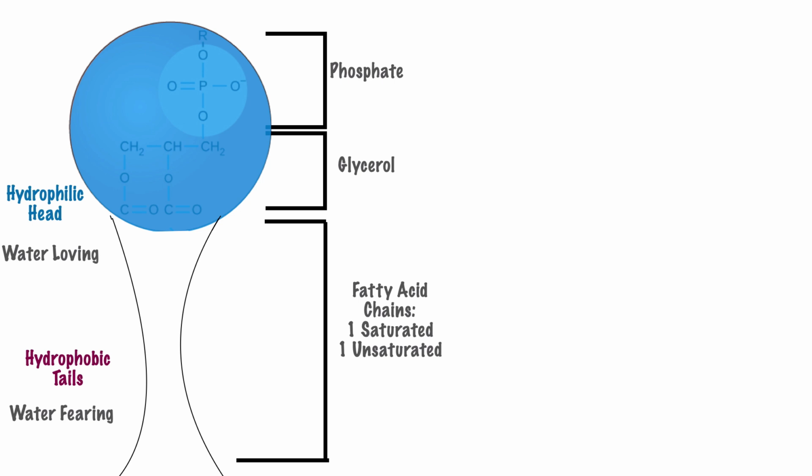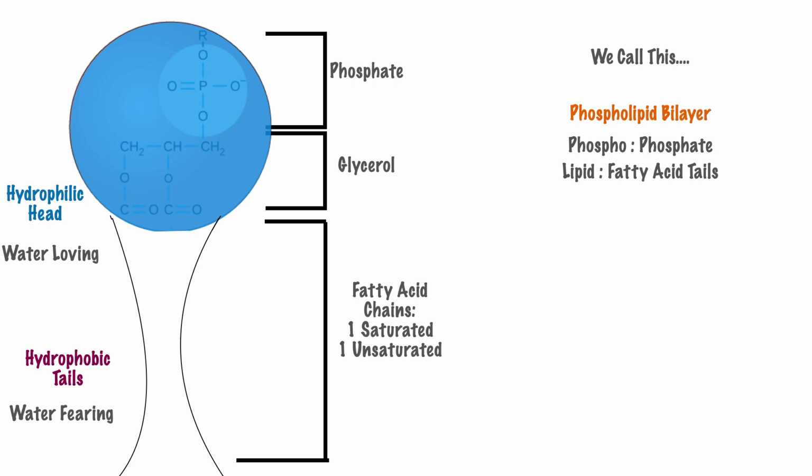Now, collectively, we call the cell membrane a phospholipid bilayer, and here's where we get this terminology. First, the prefix phospho comes from phosphate, and secondly, we use the term lipid to represent the fatty acid tails. But what we don't want to forget here is that linking these two is glycerol.